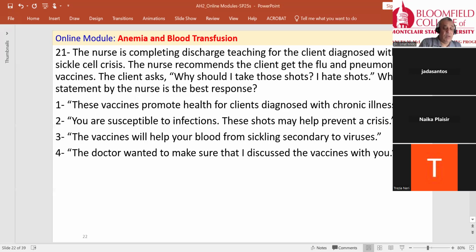All right, 21. I'll read. The nurse is completing discharge teaching for the client diagnosed with a sickle cell crisis. The nurse recommends the client get the flu and pneumonia vaccines. The client asks, "Why should I take these shots? I hate shots." Which statement by the nurse is the best response?